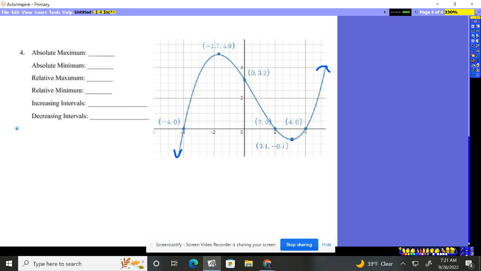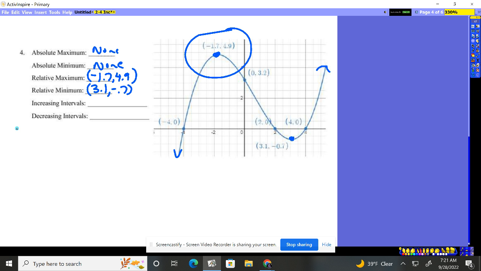Absolute maximum? No, he goes up forever and he goes down forever. So there's none here for either one of these. Neither one. Relative maximum. Is there a local spot? Yeah, right in here, that guy's at a height more so than anybody else around him. So he is a relative maximum. And then this guy right here would be within that little dip section. So he's a relative minimum, 3.1, -0.7.